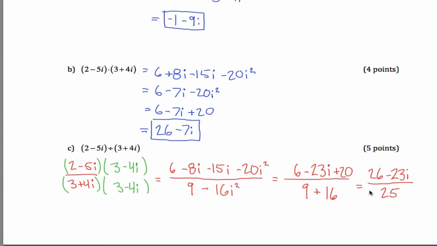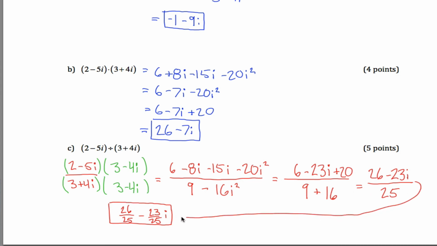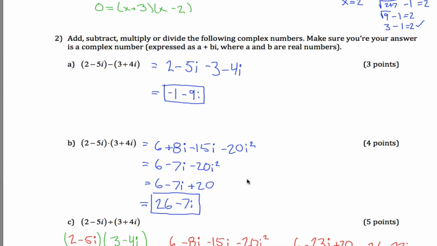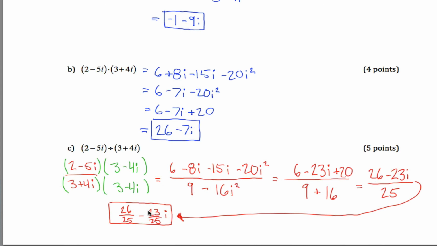This is great. If you get to here, honestly, I'm pretty happy. But it's not in a plus bi form yet. To get it into a plus bi form, rewrite it as 26 25ths minus 23 25ths of i. So really, in order to get it into the right form, we'd want to go one step further and write it like this. Although if you left it here, I'd be pretty happy, and you'd probably get most of the credit anyways. But technically, since the instructions say make sure your answers are complex numbers, we should go all the way down to here. But I guess that's it. That's the end of this quiz, so I'll stop the video here.